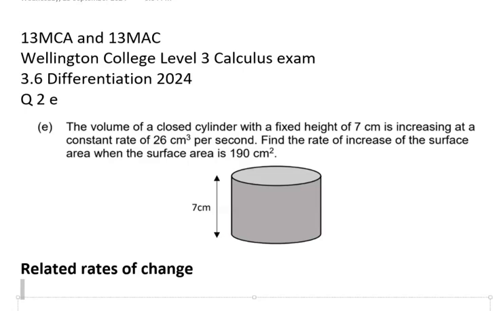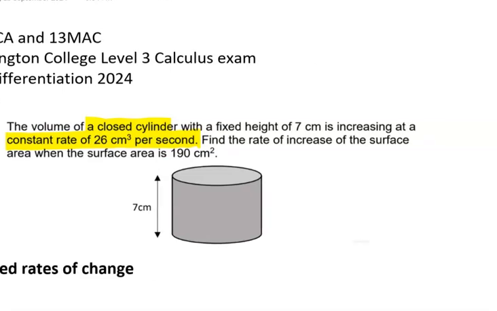Okay, so we're given the volume of a closed cylinder, important, highlight that, with a fixed height of 7 centimetres. And the volume is increasing, weirdly, at a constant rate of 26 cubic centimetres per second. We have to figure out the rate of increase of the surface area when the surface area is 190 centimetres squared. So let's just start by writing down what we've got.